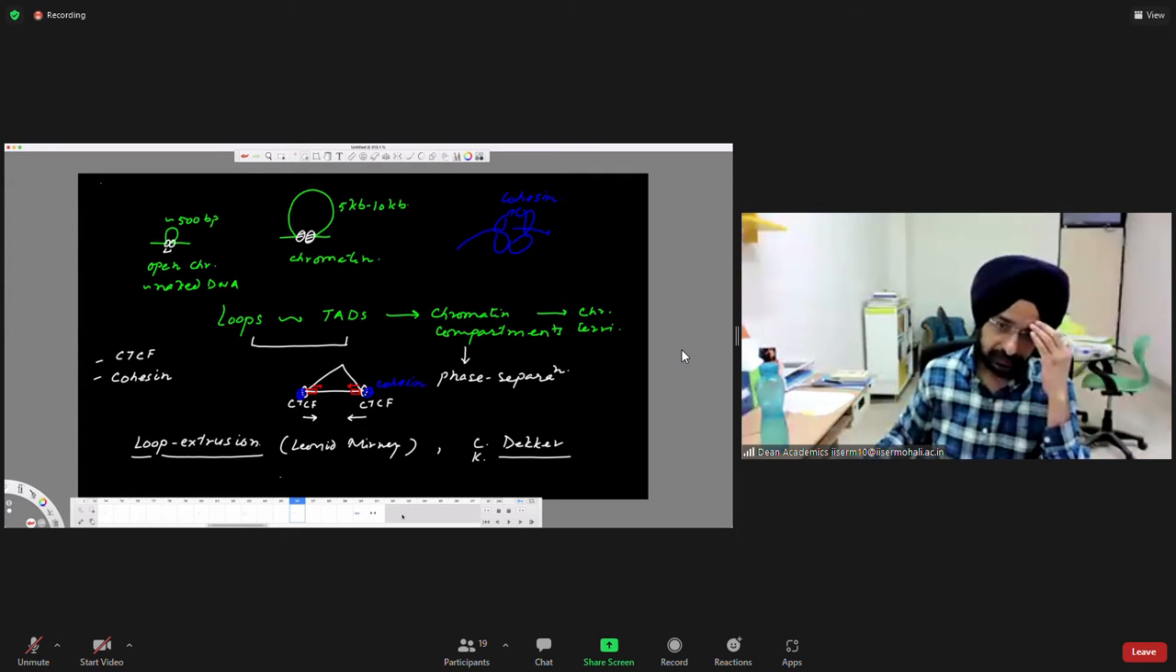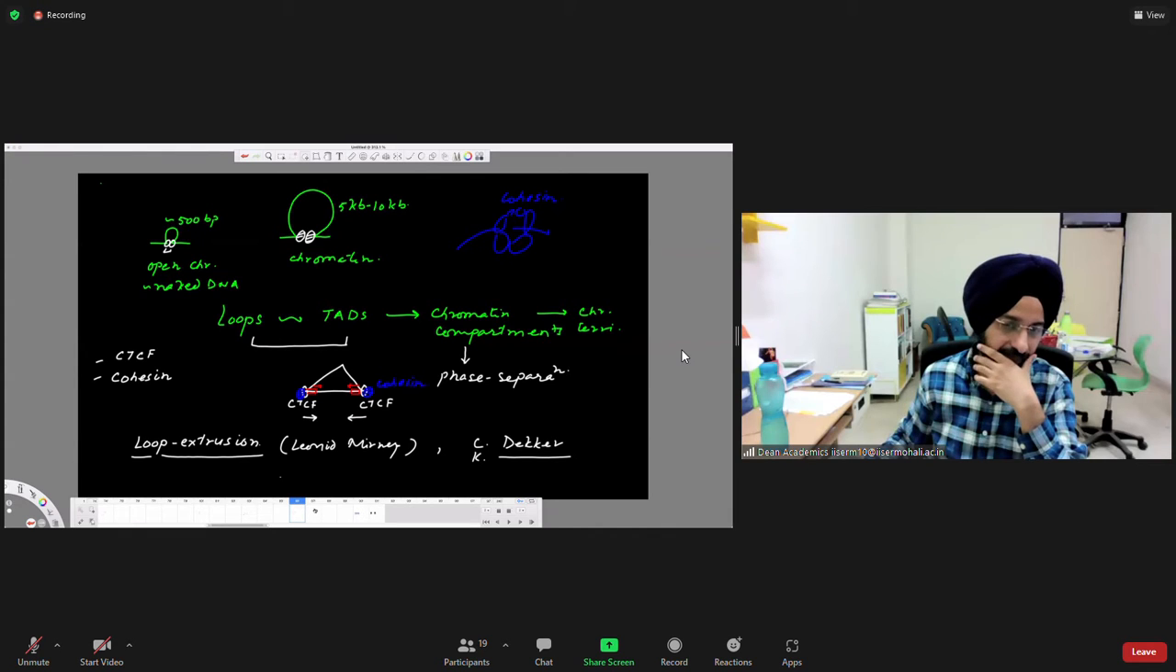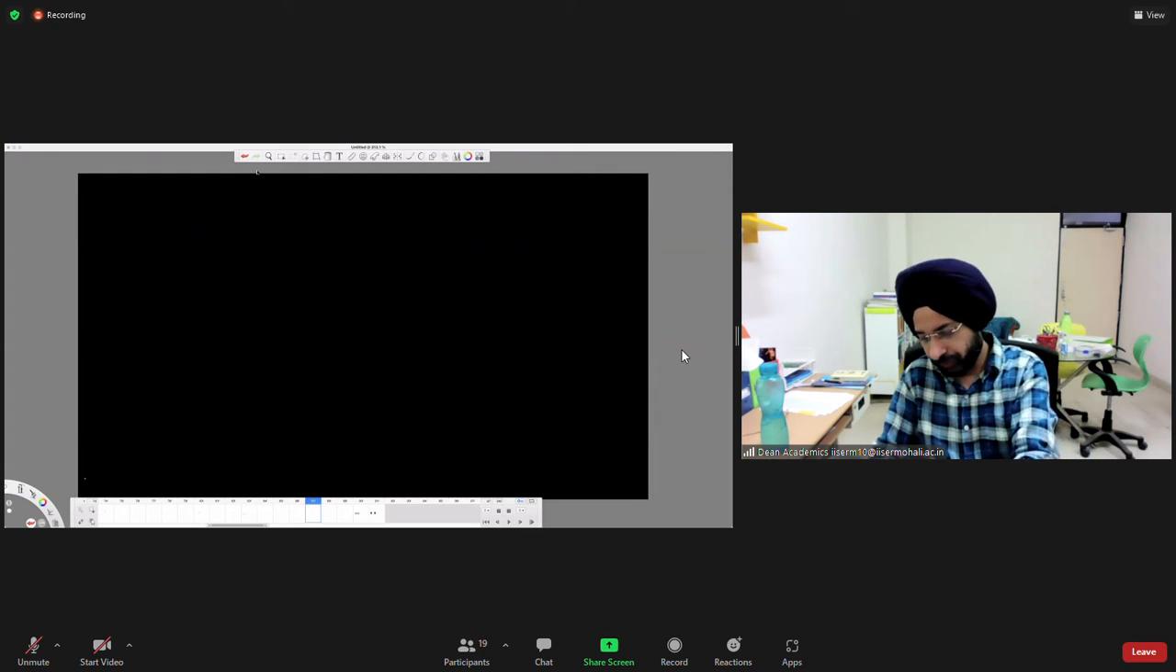So this was the loop extrusion model. And we also learned about transcription factors.